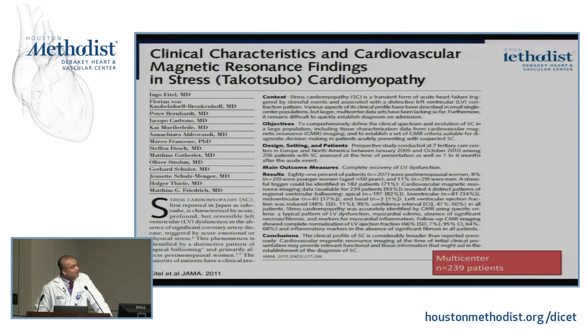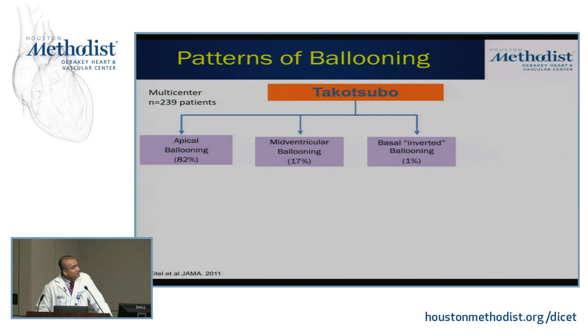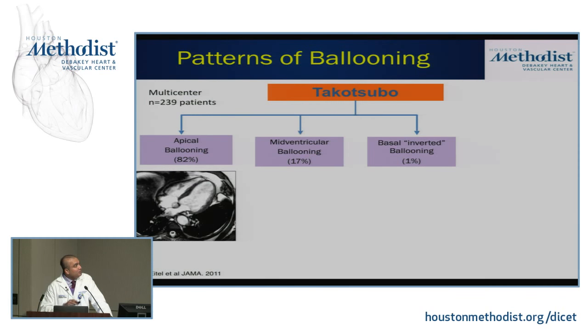Now, this is a very nice multi-center study that I want to highlight of 239 patients that presented with Takotsubo's cardiomyopathy. What they found was that most patients, 82% in this cohort, presented with the classic apical ballooning syndrome as you see here, which you could say looks like an LAD distribution type of wall motion abnormality.